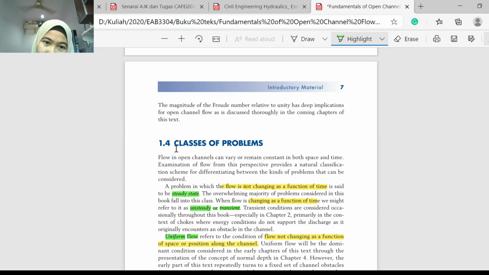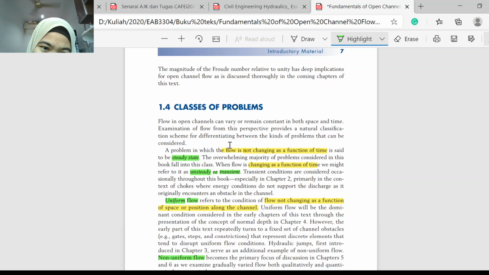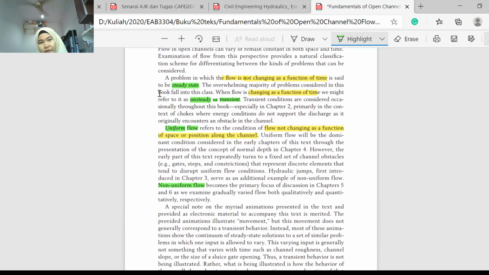Now we look at the classes of problems. We classify the flow so that it's easier for us to solve the problem. First, we have steady state flow. Steady state flow is the flow which is not changing as a function of time, so we call it steady state. But if it's changing as a function of time, then we call it unsteady or transient flow.